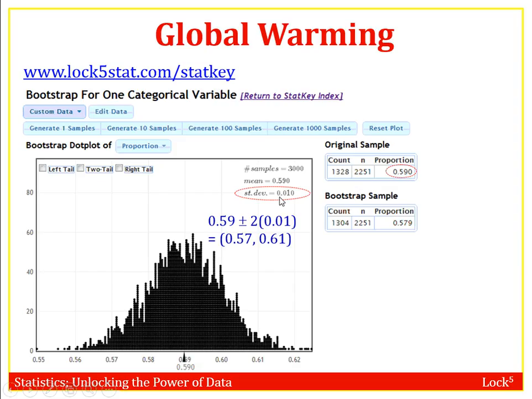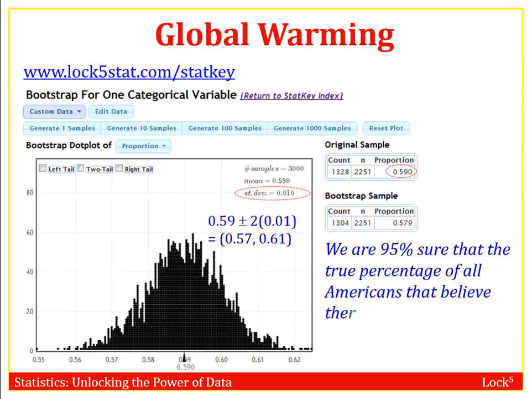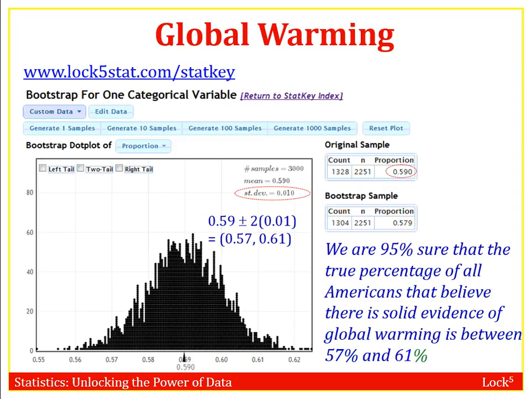And then we can do our 95% confidence interval, which is our statistic from our sample plus or minus our standard error. So we would say we're 95% sure that the true percent of all Americans that believe there is solid evidence for global warming is between 57% and 61%.